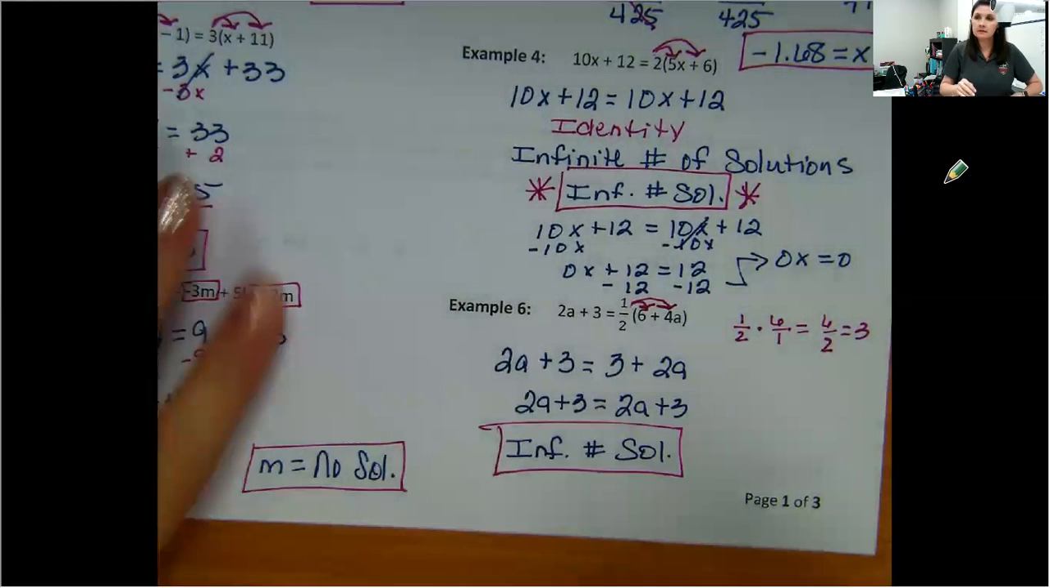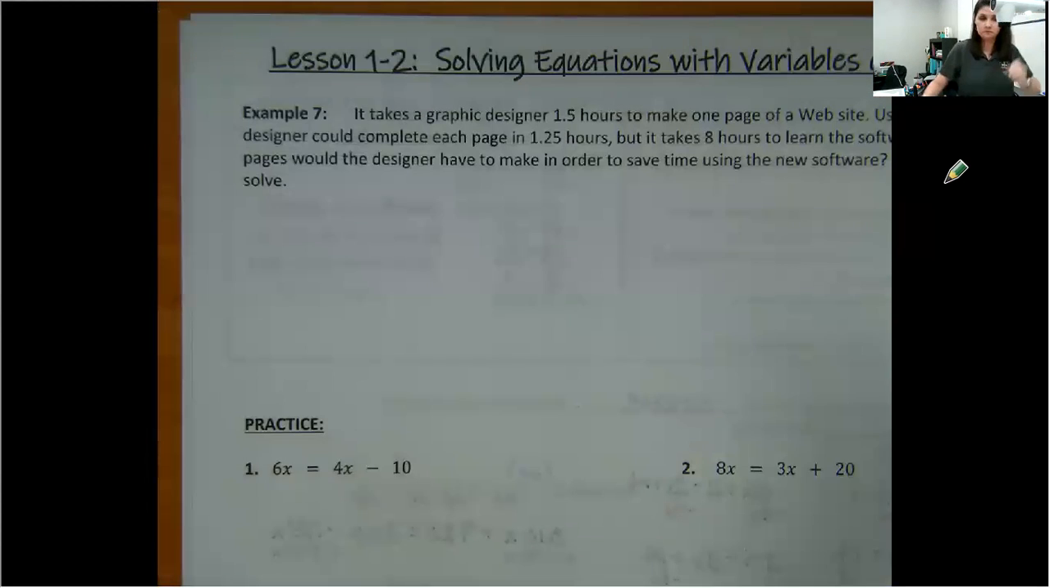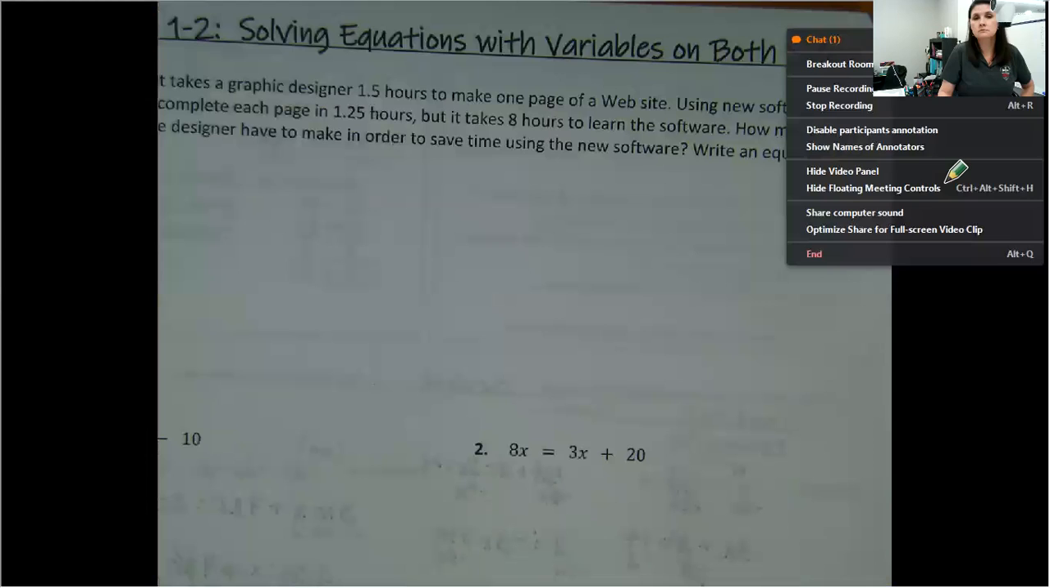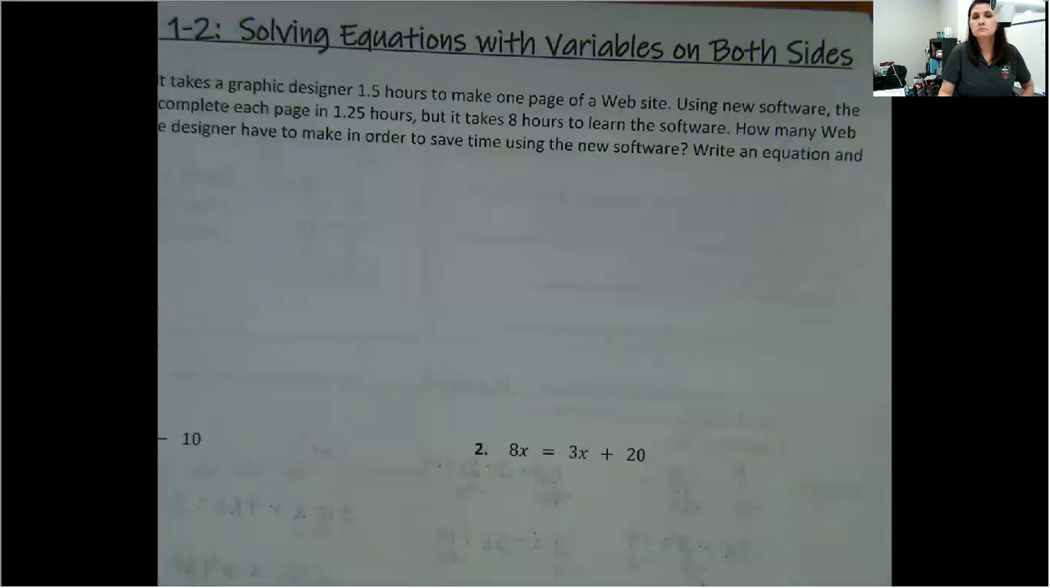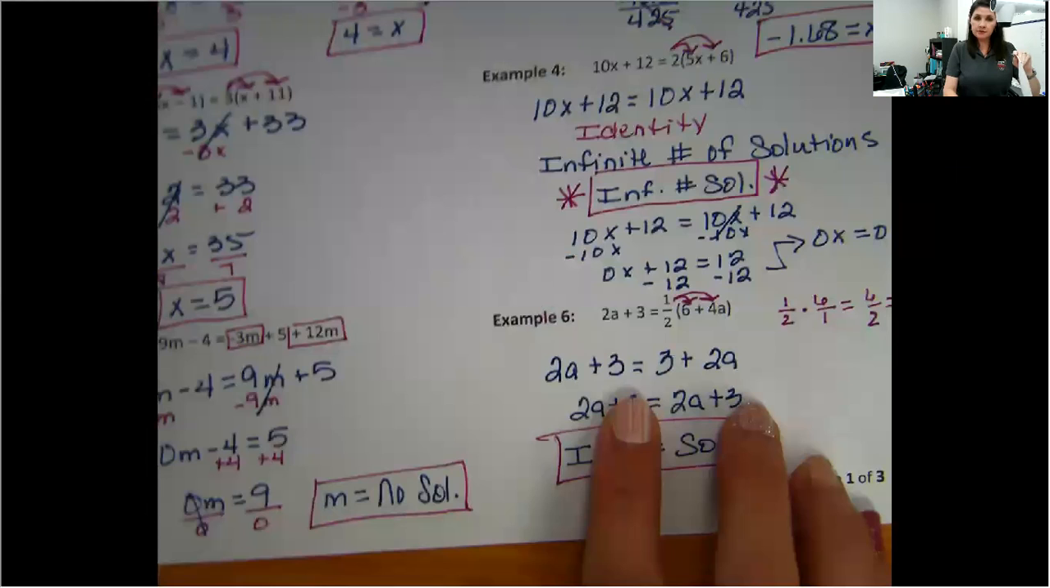Miss Weatherman, if we see example 4 or example 6 on one of our homework problems, can we just put down an infinite number of solutions? You have to show me why it's an infinite number of solutions. You have to actually write this out.